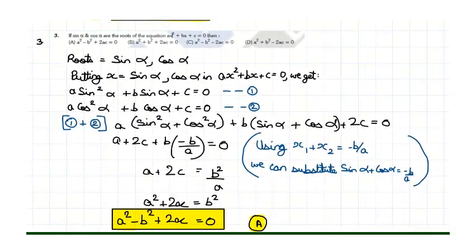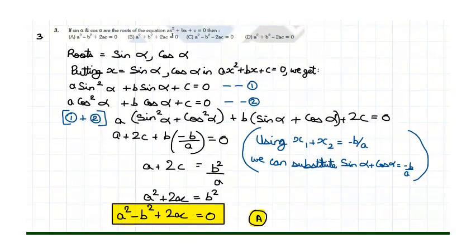In the third question, we need to apply some trigonometry. It is given that sin alpha and cos alpha are the roots for the equation ax² + bx + c = 0. Now we can substitute x equal to sin alpha and x equal to cos alpha, and we get the first and second equations for our sum. Adding these two, we get a times (sin² alpha plus cos² alpha) plus b times (sin alpha plus cos alpha) plus 2c equal to 0.